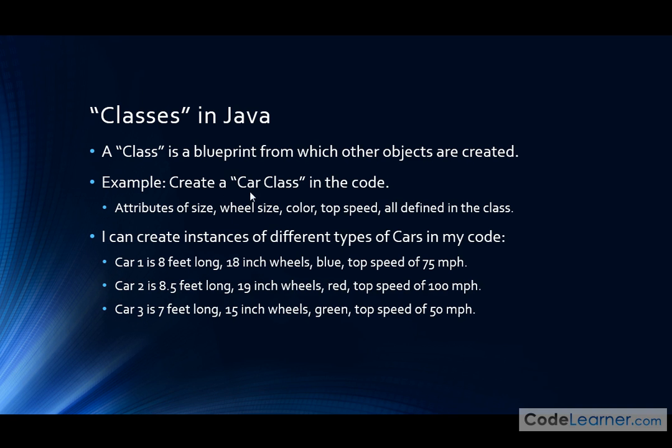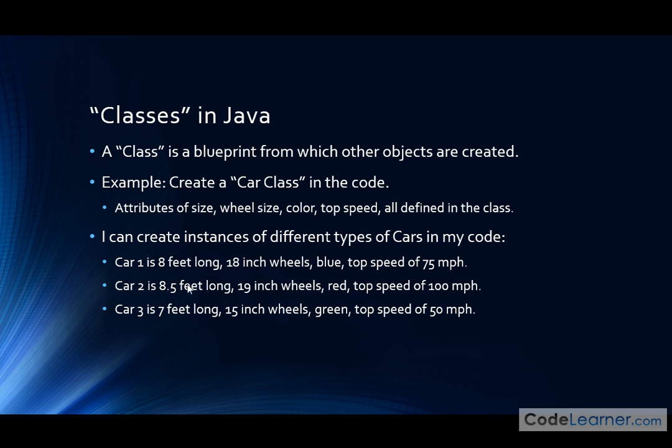So if I've defined this car class, I may define car number 1 and say it's 8 feet long. Notice we had an attribute called size. I may give the size of the wheels. We said we had the wheel size here. I may define the color and the top speed. These are all things that we defined in our car class. I may define another car with different numbers, but essentially it's the same information. And I may define a third car that has a different length and a different wheel size and a different color and a different top speed.